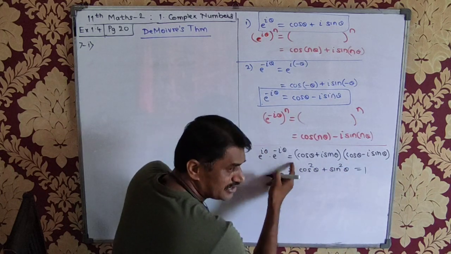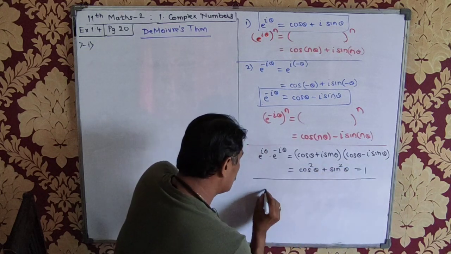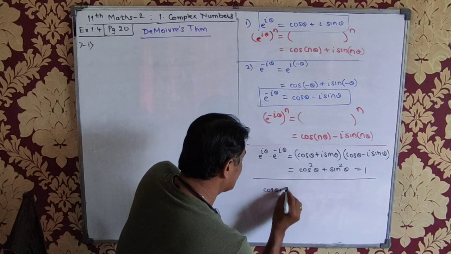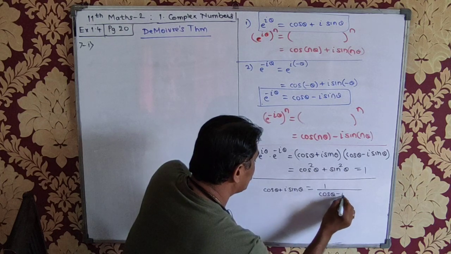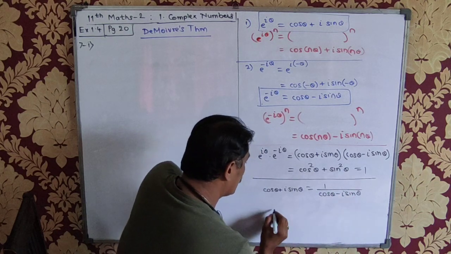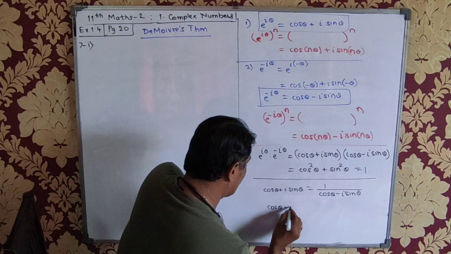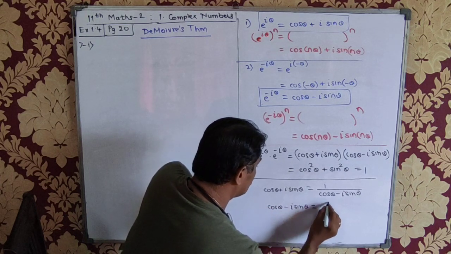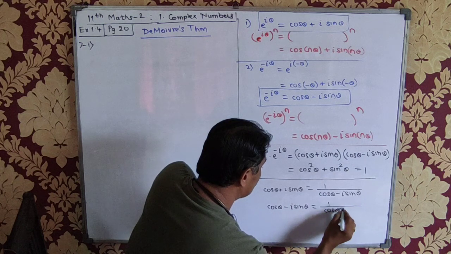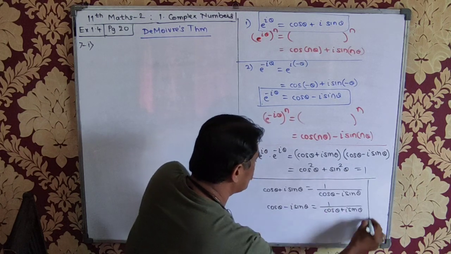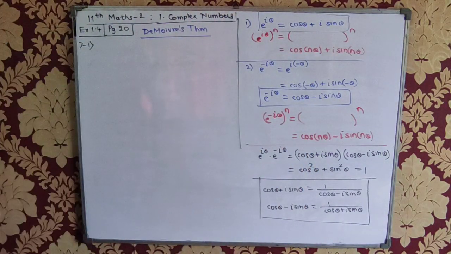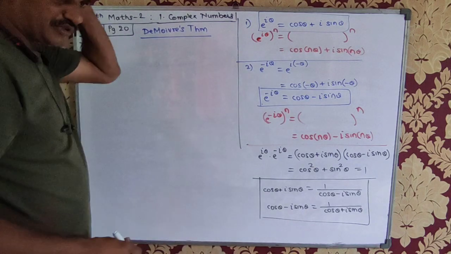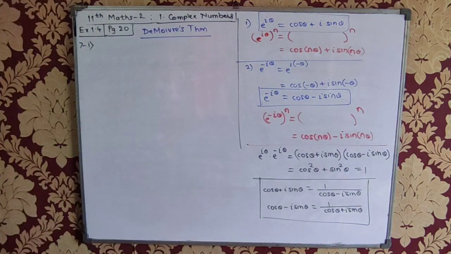So therefore from this it follows that cos theta plus I sin theta is equal to 1 upon (cos theta minus I sin theta), or vice versa, cos theta minus I sin theta is equal to 1 upon (cos theta plus I sin theta). Is this okay? Any doubts about that? Alright. So these are the basic things about De Moivre's theorem. I'll call these the extended De Moivre's theorem. Okay. Now let us solve the questions.